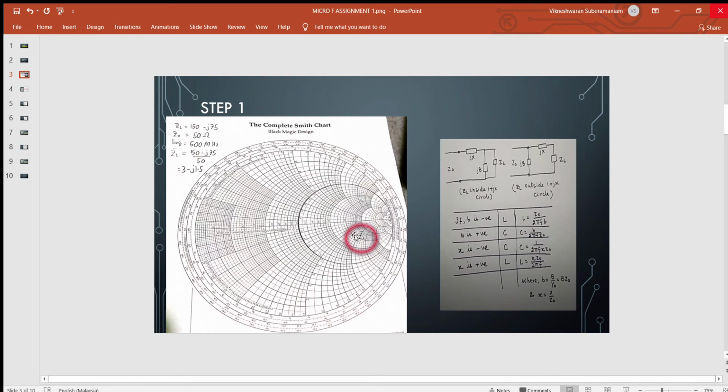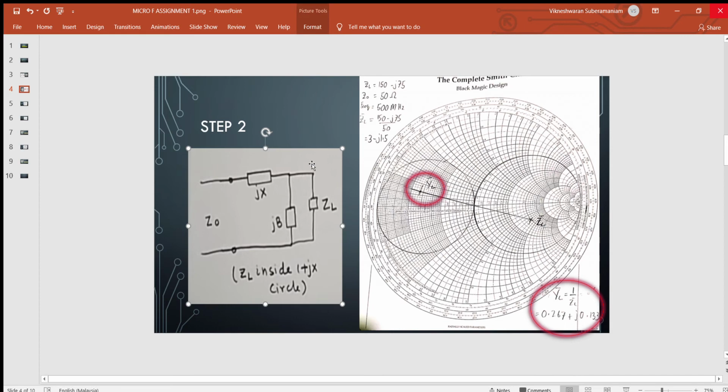As you can see from the first diagram here, there is a red circle, and that is where the normalized load impedance is. Since the normalized load impedance is inside the unit circle, I have drawn in dark black pen. When the load impedance is inside the unit circle, we have to use this circuit, where the jX will be in the series part and jB will be in the shunt part.